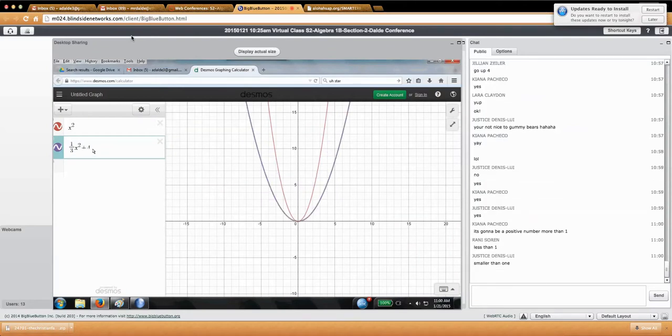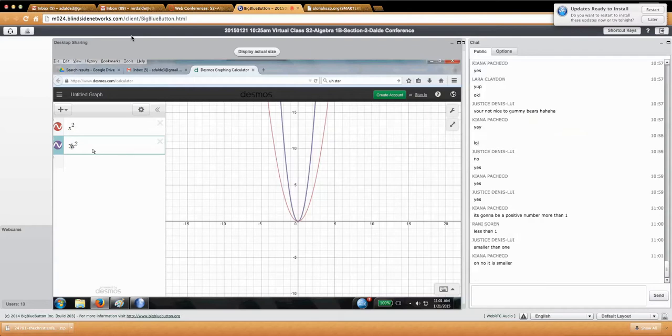So, let's see. Kiana says it's bigger than 1. I'm going to try 3. My blue graph actually looks smaller than the red graph, and that's not what I want. So Kiana's saying, no, I mean smaller than 1. All right, let's try 1/2.